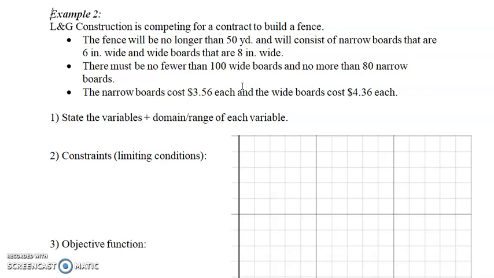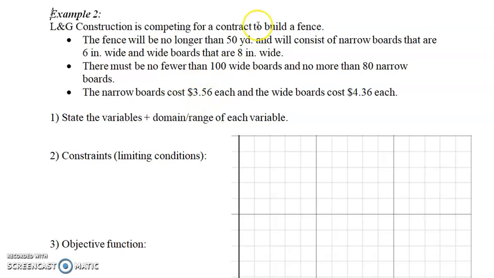And it will consist of narrow boards that are 6 inches wide and wider boards that are 8 inches wide. There must be no fewer than 100 wide boards and no more than 80 narrow boards. The narrow boards cost $3.56 each, and the wide boards cost $4.36 each. State the variables in the domain.